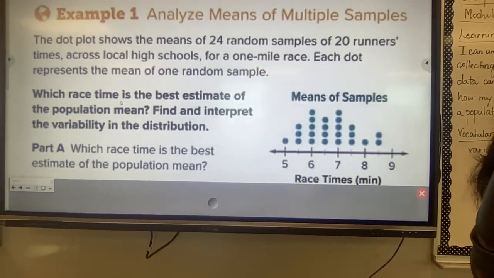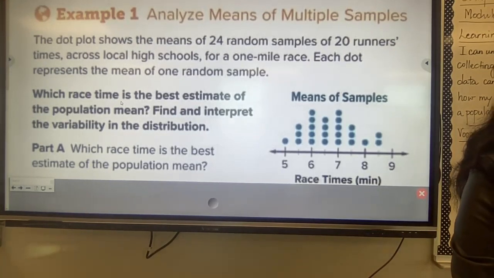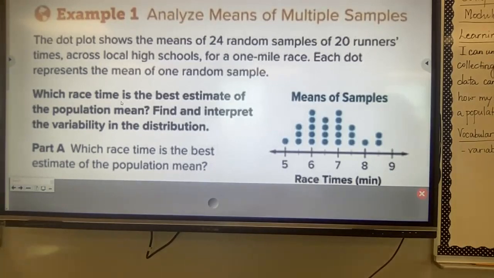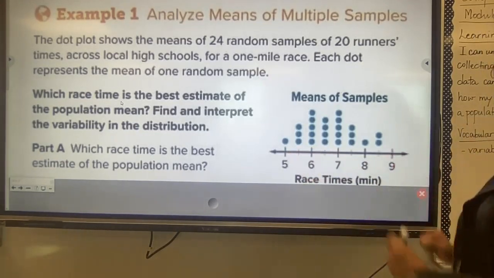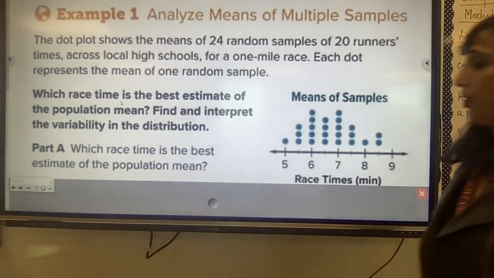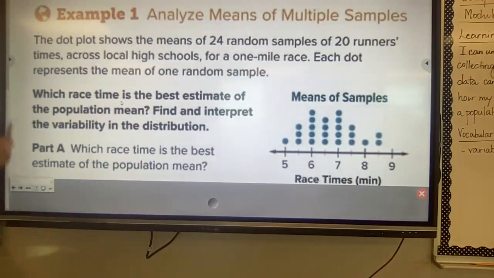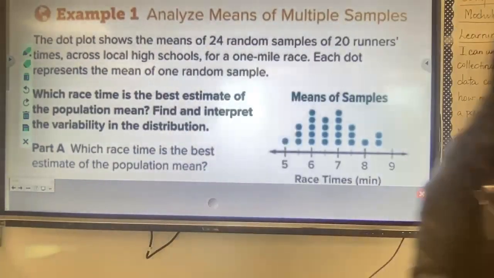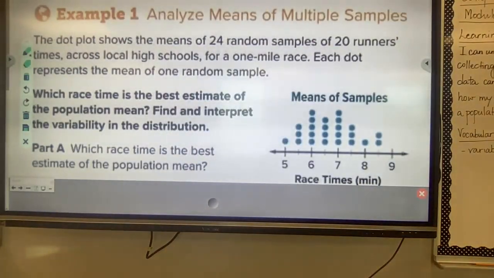Okay, so if I am looking at this, I can see that my numbers are varying from 5 to 8.5, right? So first I am going to have to find the mean of the data set. And how do I find the mean? I add up whatever numbers I have.